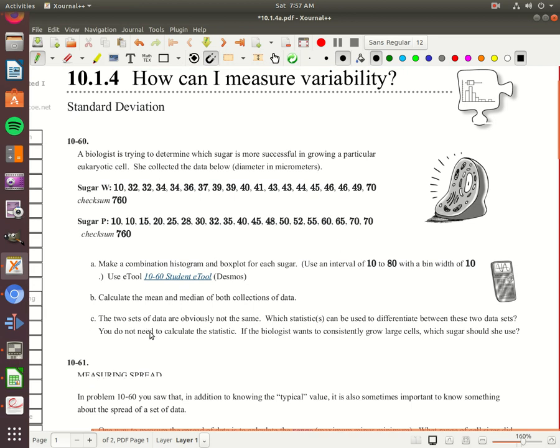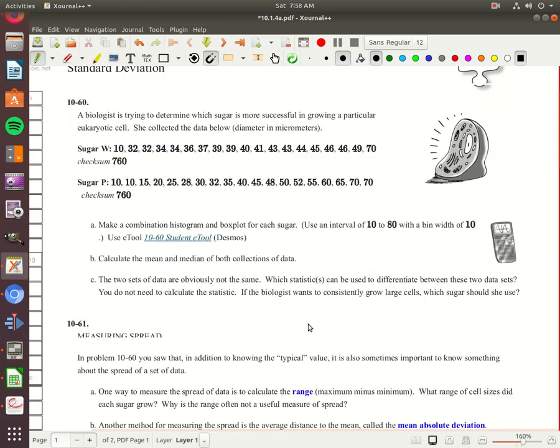So the two data sets are obviously not the same. Which statistic can be used to differentiate between the two data sets? Well, like we said, spread I think would be the way to go. It doesn't look like the central tendency is working, median and mean. So let's look at spread and see how they differ in this data. And that might kind of show how they're different, since mean and median are not showing that different. So it's saying you don't need to calculate the statistic yet, but we're going to get there.